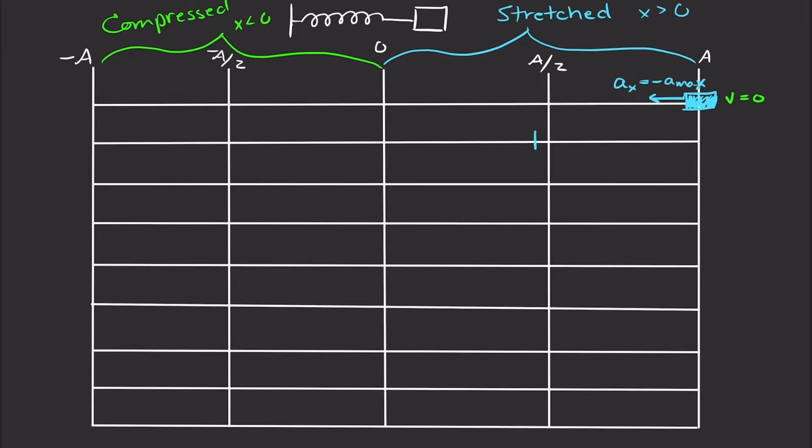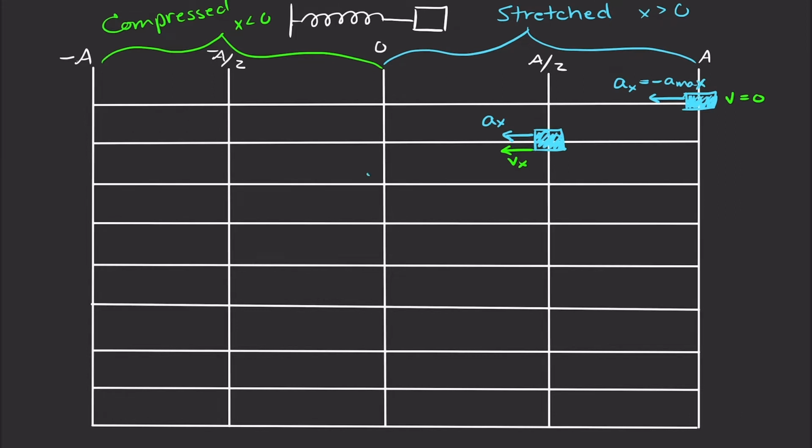And then our glider moves a little bit to the left. So maybe it's halfway between the amplitude and its equilibrium position. Well, now the spring isn't stretched quite as much, but it is still stretched, so the acceleration is still to the left. It's just not the maximum anymore. And now we're starting to move, so we have some velocity to the left as well.